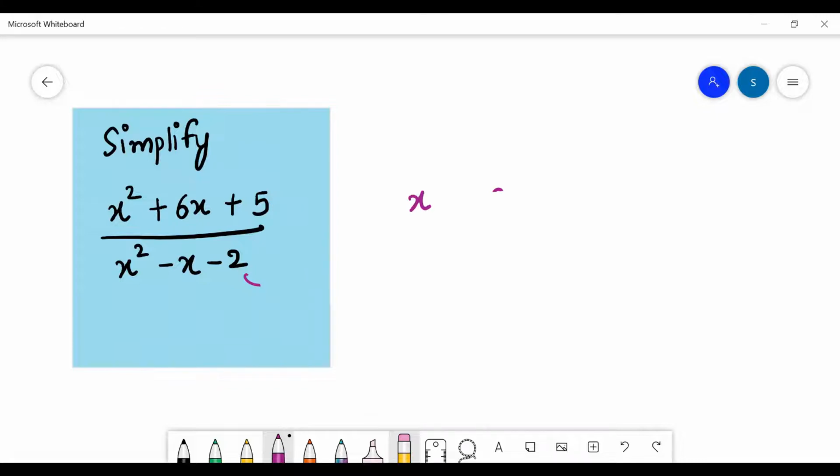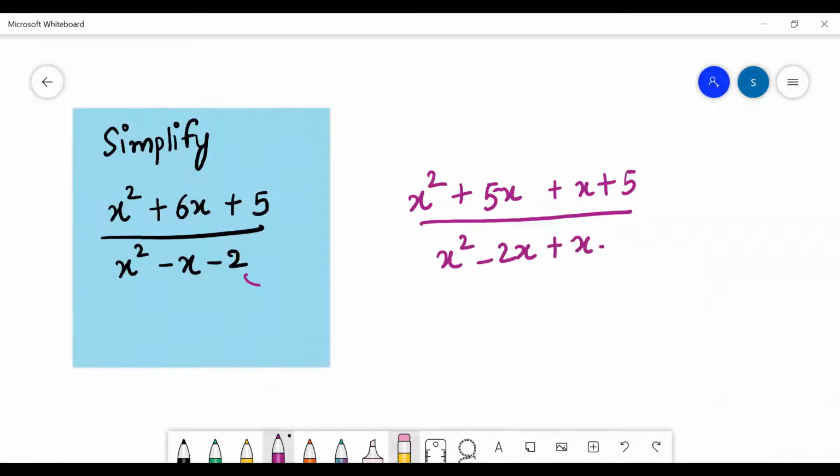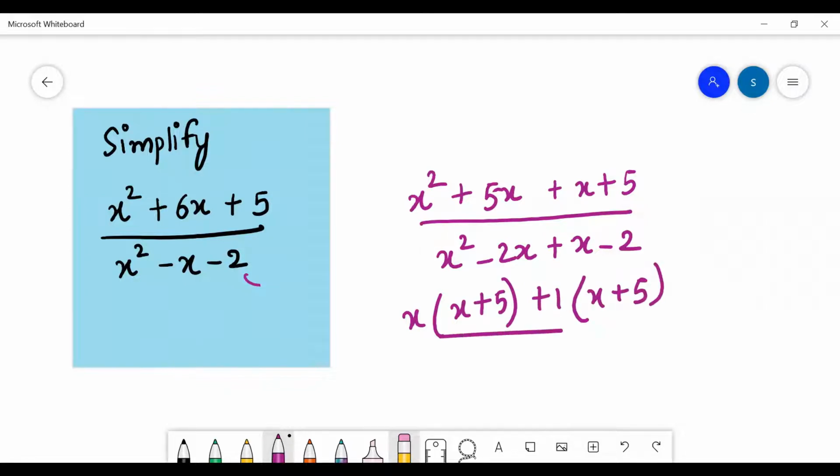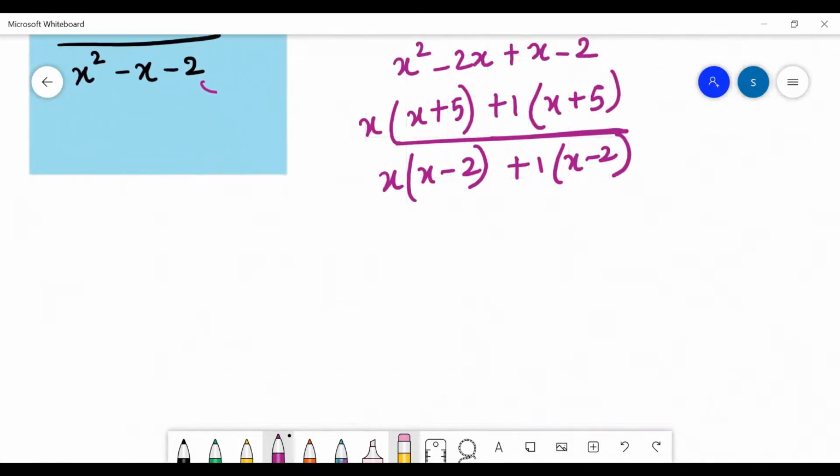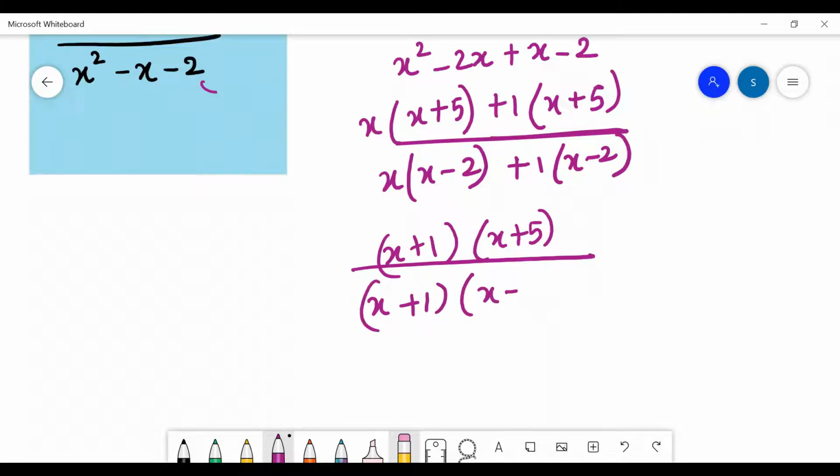So you get x squared plus 5x plus x plus 5 divided by x squared minus 2x plus x minus 2. So just take common terms. So you get x into x plus 5 plus 1 into x plus 5 divided by x into x minus 2 plus 1 into x minus 2. So you get x plus 1 into x plus 5 divided by x plus 1 into x minus 2.